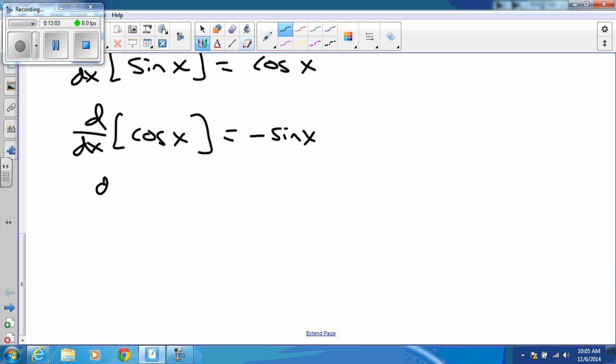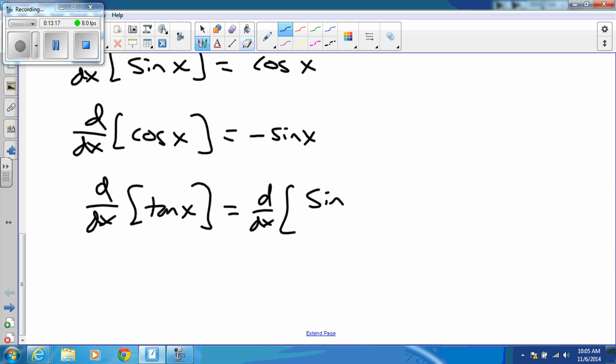And so now we're going to leverage those two derivatives to get the derivative of tangent by writing it as the derivative of sine over cosine. And what I would like for you to do at this time is to take the derivative of sine over cosine using, of course, what derivative rule? The quotient rule. Go.